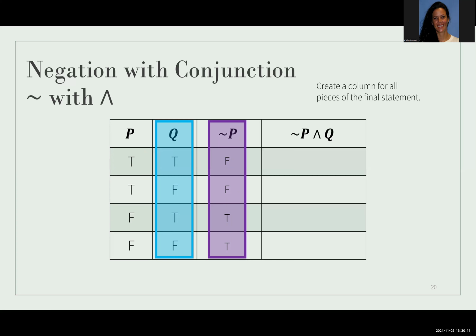So if I look at the first pair, true, false, they're not both true. So that's not going to work. Then in the second pairing, they're both false. So that's not going to work. And then in the third row, hey, they're both true. So actually I get to put a true here. And then in the fourth row, one is false and one is true. So that doesn't work for me either. So my final column for not P and Q is false, false, true, false.